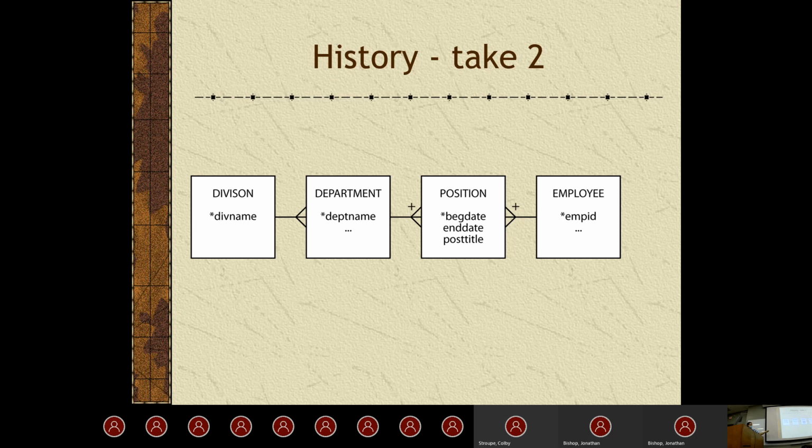And who remembers what this plus sign means? Who can tell me what that plus sign means? So earlier on, we talked about how that actually receives the primary key. So can anyone tell me what the primary key for position is? Okay, anything else along with that?